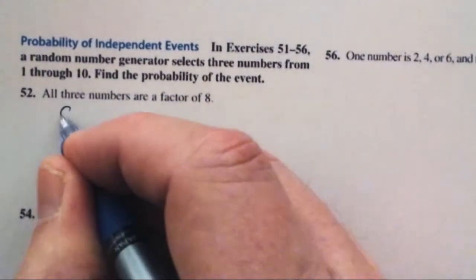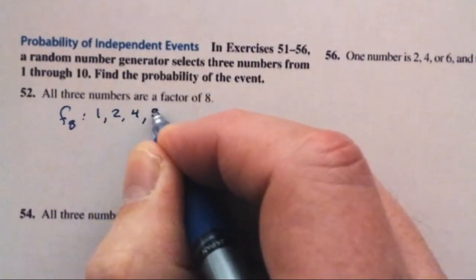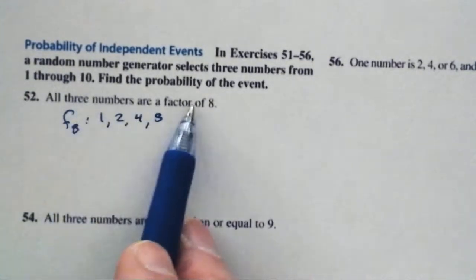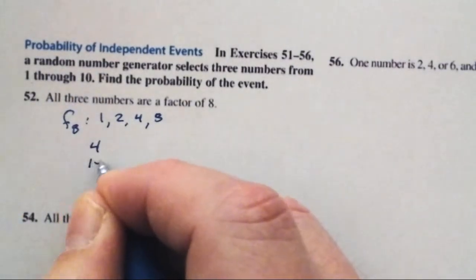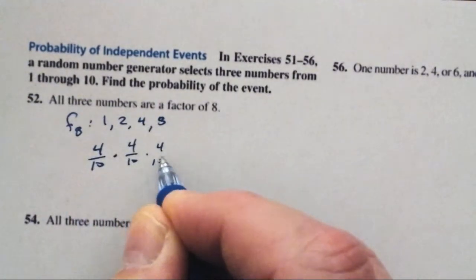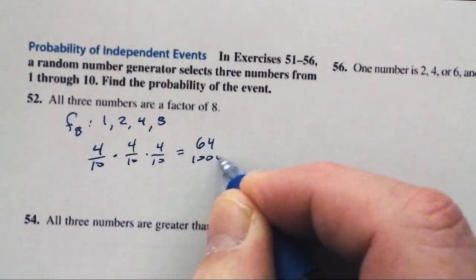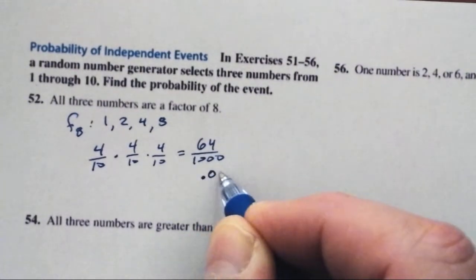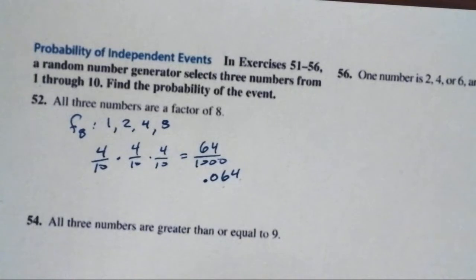So our factors of 8 include 1, 2, 4, and 8. Those are our factors of 8 that lie from 1 to 10. So all three are supposed to be one of those. If we can select out of 10, it would be 4 out of 10. And then we have to do it again, 4 out of 10, 4 out of 10. Or we would get 64 out of 1,000. 64 one-thousandths would be 0.064. Tenths, hundredths, thousandths. You could reduce the fraction as well.